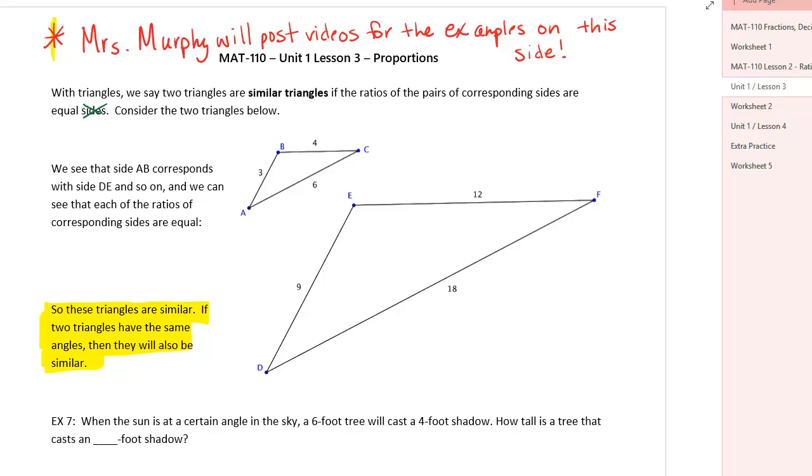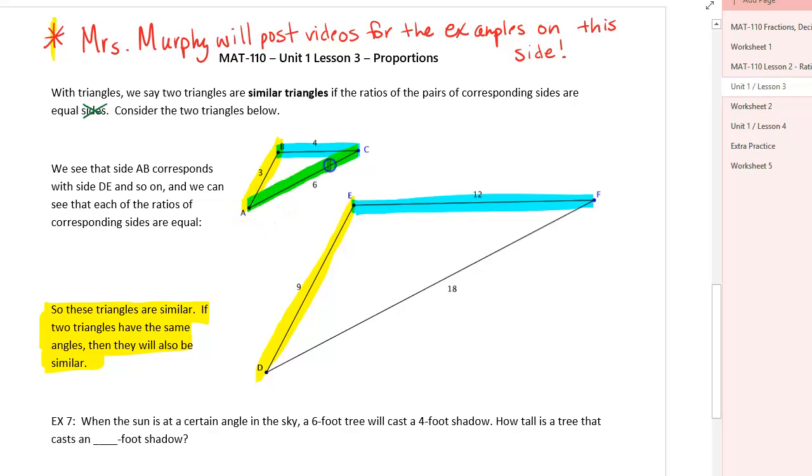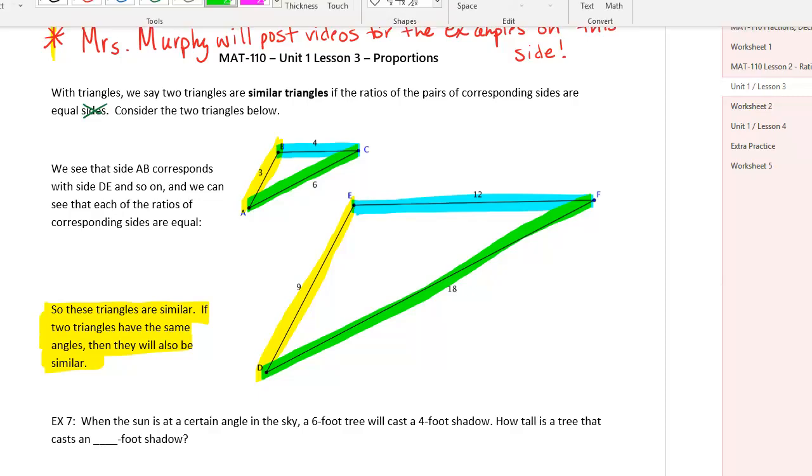We see that side AB, which is here with a measurement of 3, corresponds to side DE in the bigger triangle with a measurement of 9. Also, side BC in the small triangle corresponds to side EF in the larger triangle. And finally, side AC, the bottom side in the smaller triangle, corresponds to side DF in the larger one. So these triangles are similar, and I'll show you why.